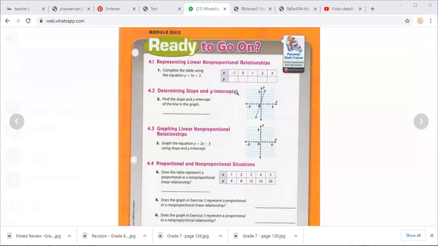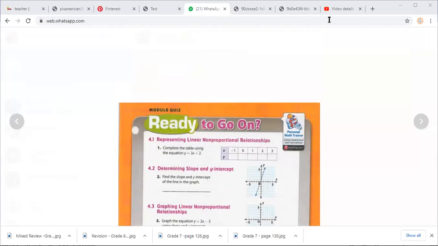Yes, we will put -1, where? We will put -1 instead of x. So 3 multiply -1 plus 2. Yes, the equation was y equal 3x plus 2, right? So this is the equation.